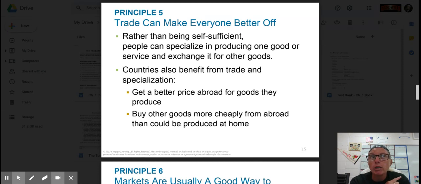So not only is the cost time-wise not worth it, but it literally cost him $1,600 to make a sandwich he could have gone down the street and gotten for probably $4.99. So trade definitely makes us better off.